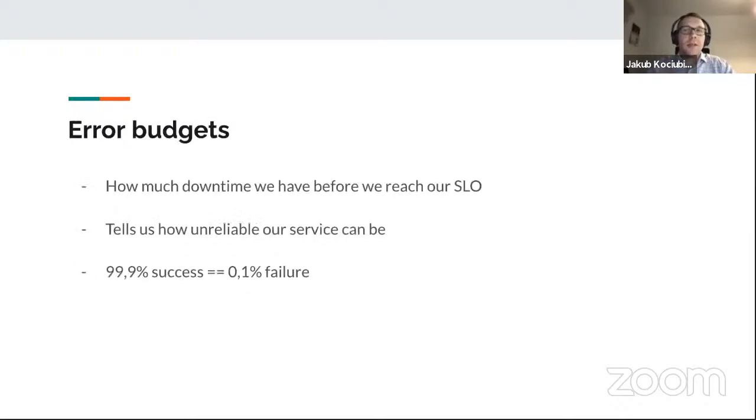Now, if we look at this, when we define SLOs and we say, okay, we have 99.95% availability, we then actually get 0.05% unavailability. And this is something that we are now planning for. We are not saying our service will be always available 100%. We are actually planning for that unavailability. Now we know how unreliable our service can be, and we can plan for it.